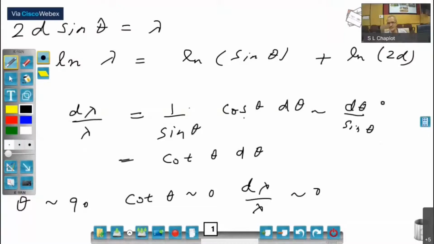No, sorry, it's the other way. Sin theta is close to 1, and it is cos theta that is small.